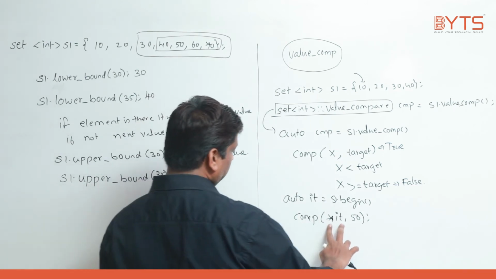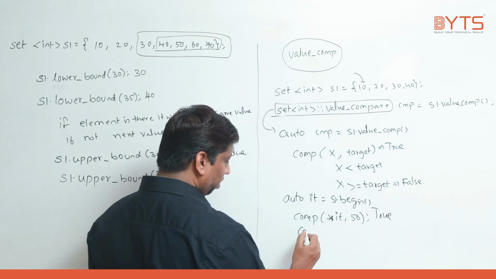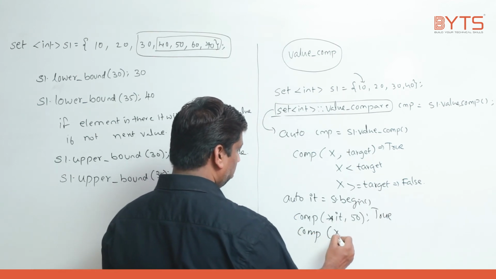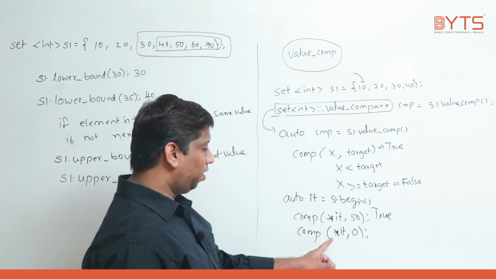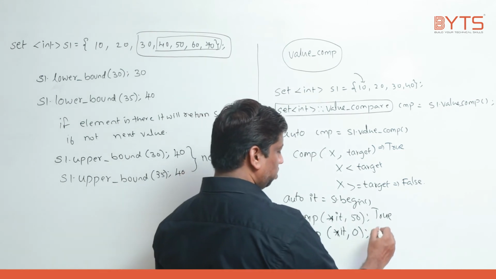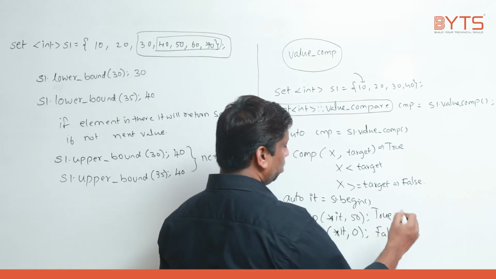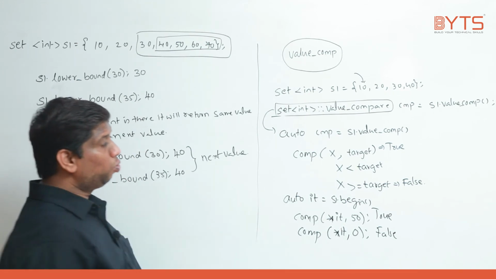If *it is 10, 10 less than 50, true. For example, if I write comparison *it, comma 0, what is the meaning? We are trying to compare *it, which is 10, with some value less. So what is the value? False.